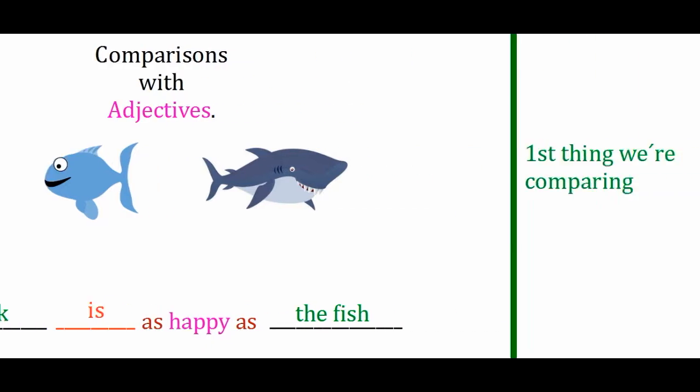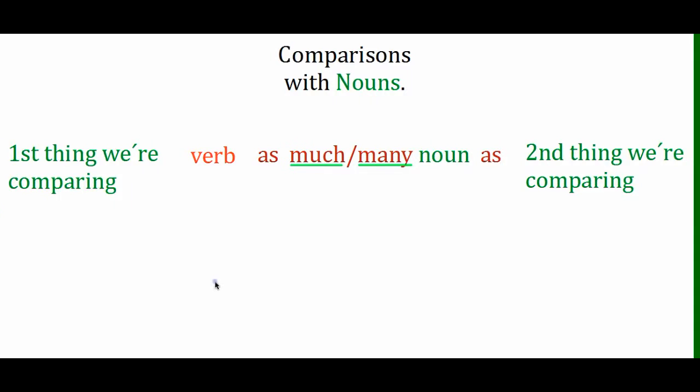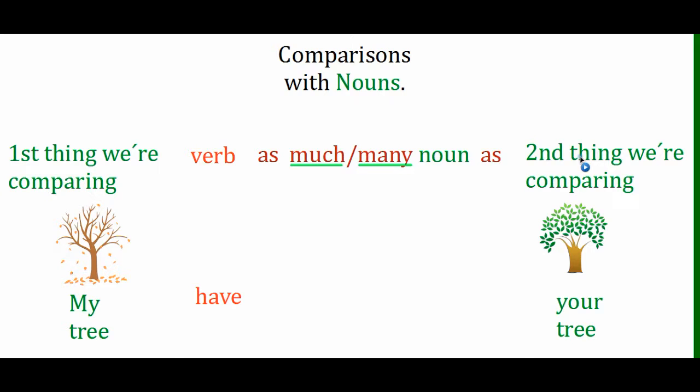Now if we look at the formula with nouns, again we have the first thing we're comparing, my tree, and then we have the verb, and the verb we're going to use in this example is have, and then we can say as, much or many, noun, as, and the second thing we're comparing, which is your tree. So remember when we use nouns, if it's a non-count noun we use much, and if it's a count noun we use many.